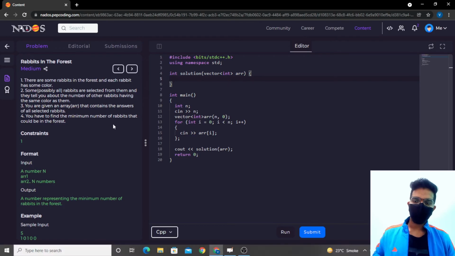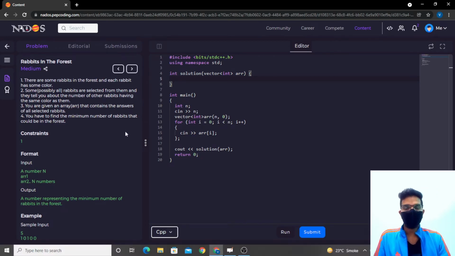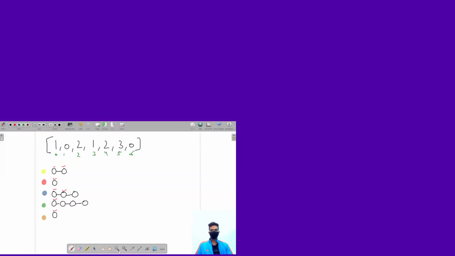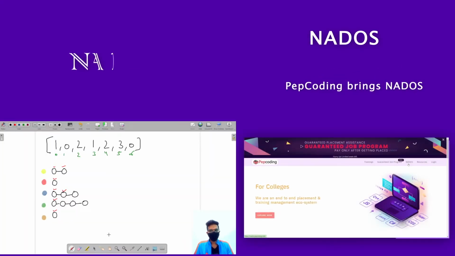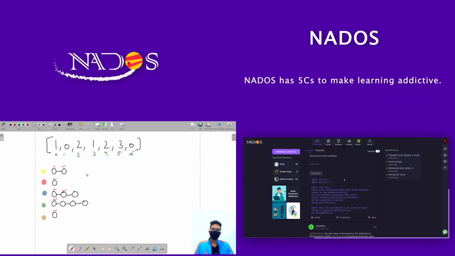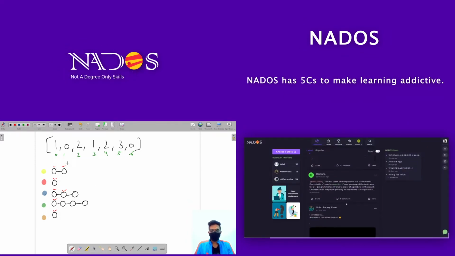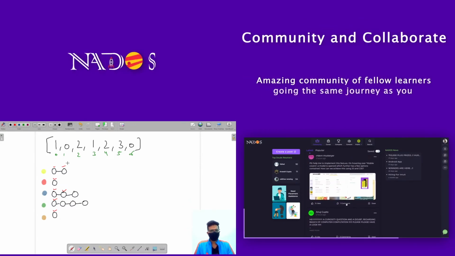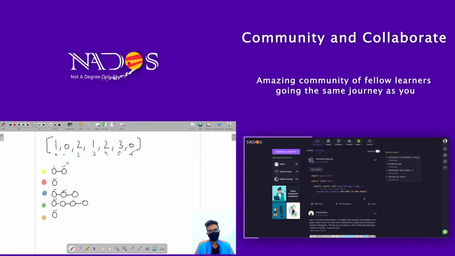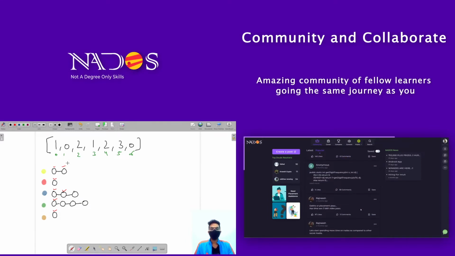What will be the answer? What will be required to collect the minimum number of rabbits that could be in the forest? So think about it. What will be the minimum number of rabbits that could be in the forest? Okay. So you must be thinking that all the rabbits that I have ticked will be the answer. No, absolutely not. The minimum number of rabbits that could be in our forest.